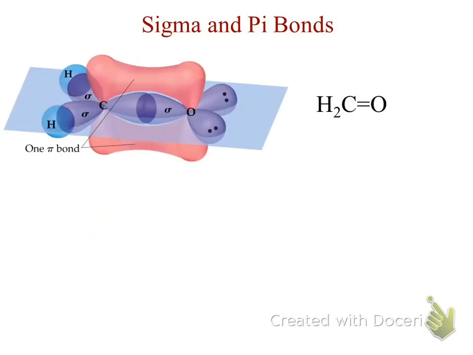So, if we're looking at this situation, this is actually formaldehyde that we're dealing with. We have our carbon, and you should notice it to the left of the screen. It's going to form a sigma bond with each of the hydrogens as well as one sigma bond with the oxygen.